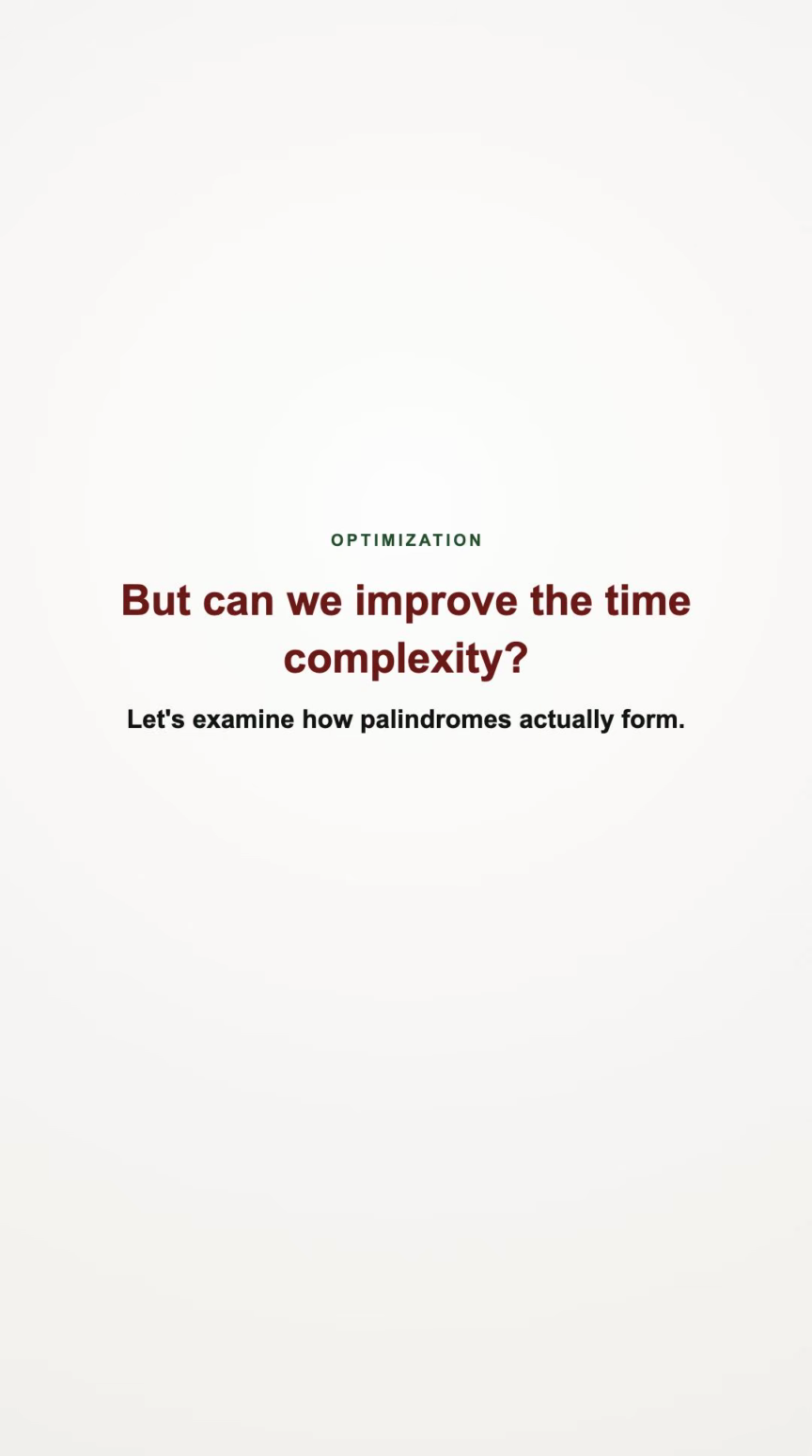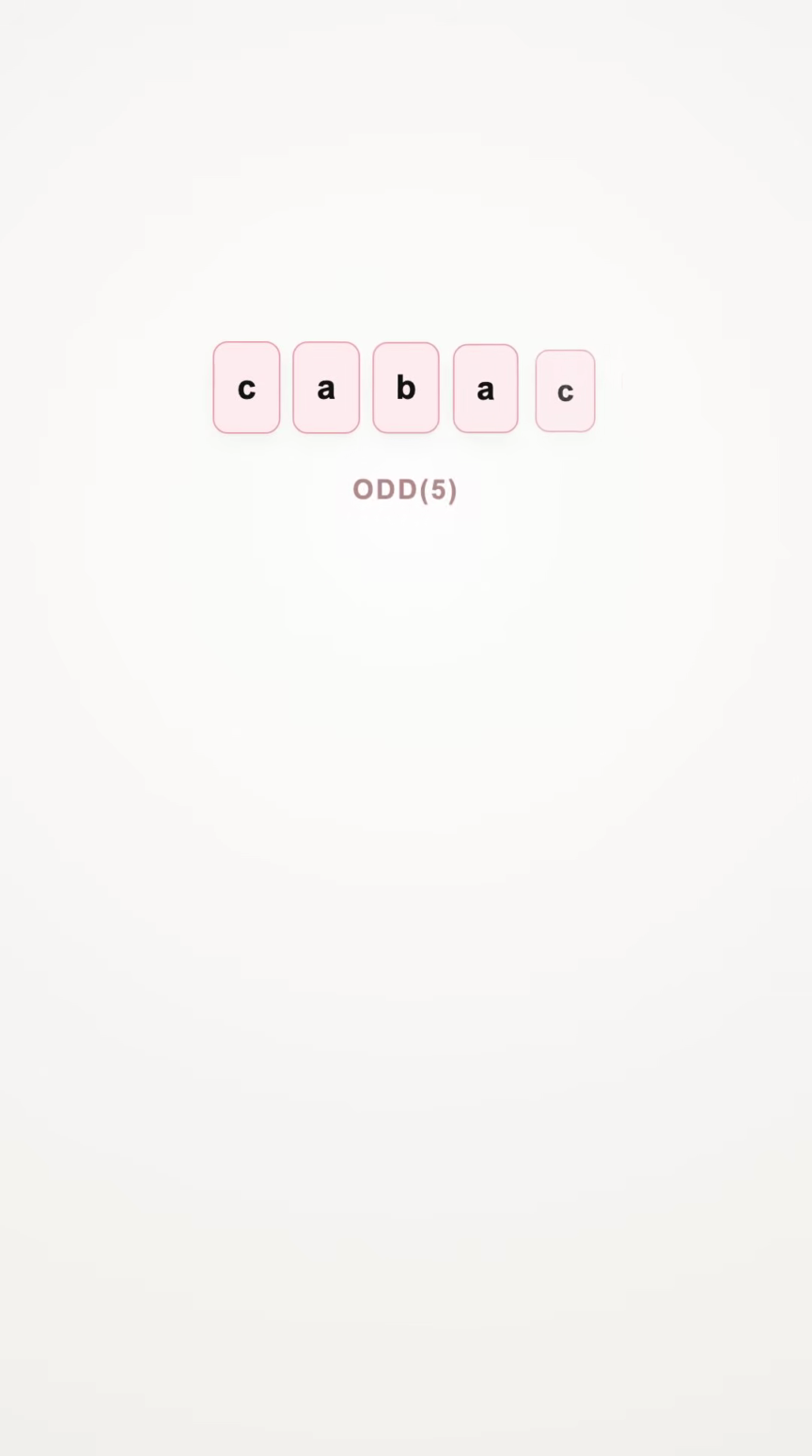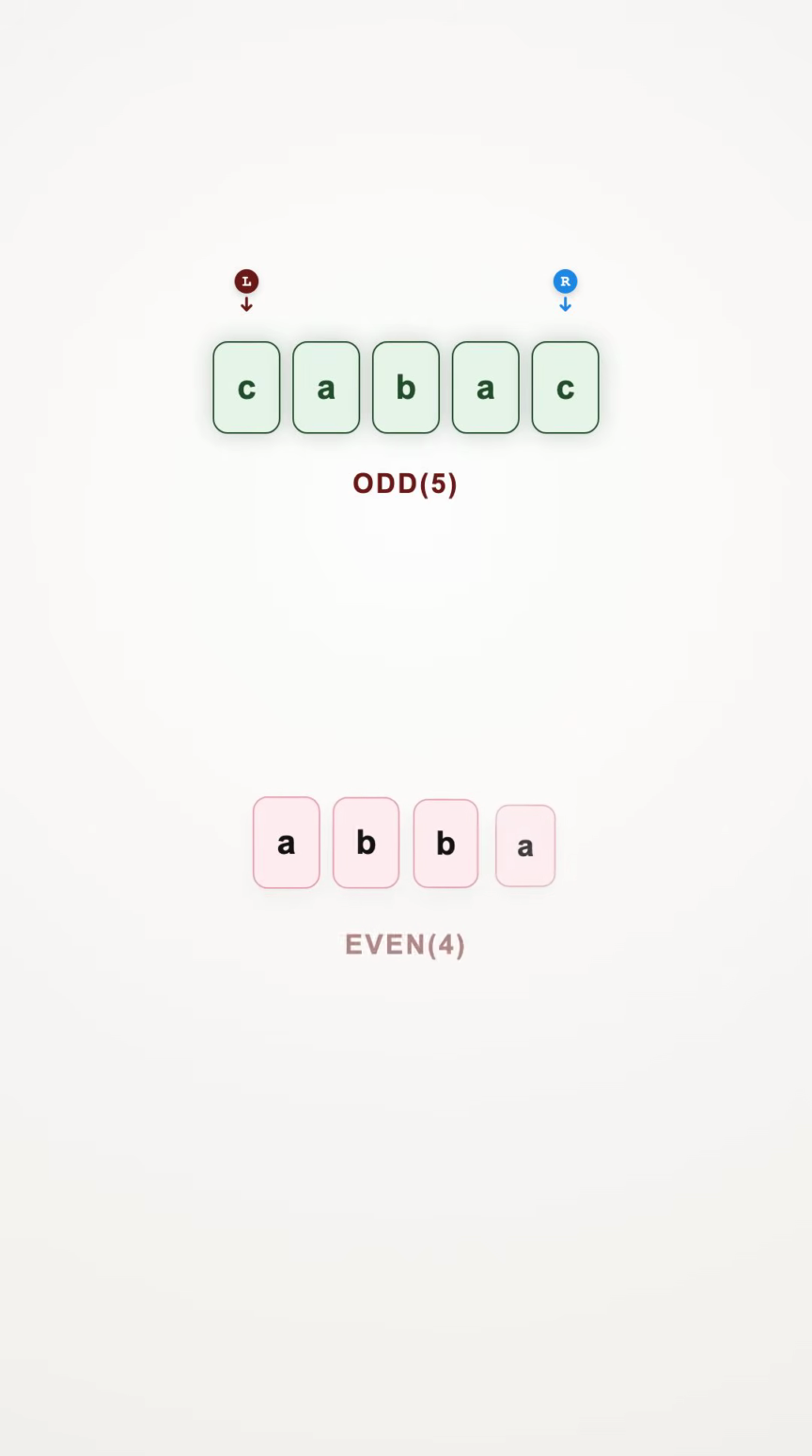Let's examine how palindromes actually form. If a palindrome has an odd length, the center is the middle character. One way to find palindromes is to place 2 pointers at the center and expand outward while the characters match. For an even length palindrome, there is no single middle character. Instead, the center lies between the 2 middle characters. So we place the left pointer at one middle character, the right pointer at the next one, and again expand outward while the characters match.